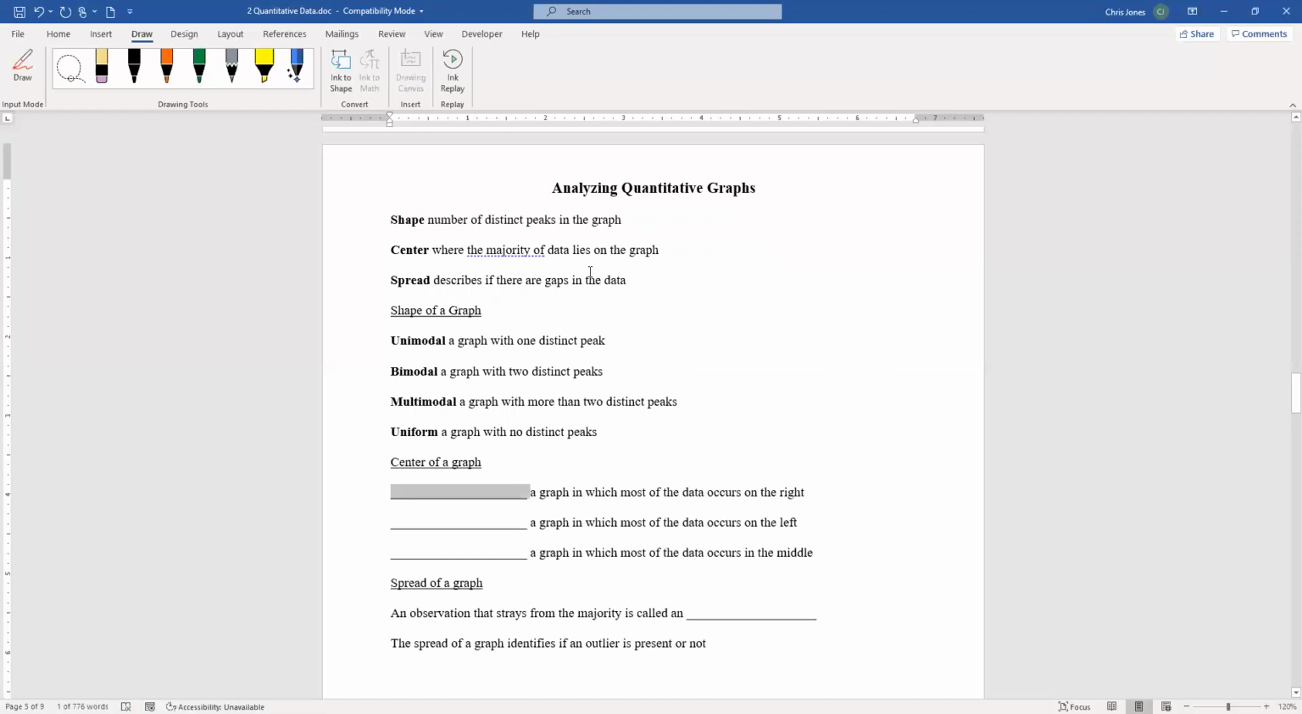How do we describe the center of a graph? Well, the center of the graph is said to be skewed left, and I know it's backwards, if most of the data occurs on the right. If we have a tail going on the left side, that means more of the data is on the right. We call that skewed left. And we say skewed right if most of the data occurs on the left. And if most of the data occurs in the middle of the graph, we're going to call that normal. Sometimes we say it's symmetric, but normal might be a little bit better.